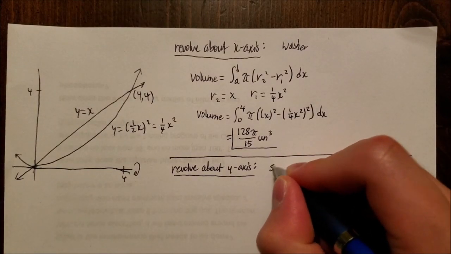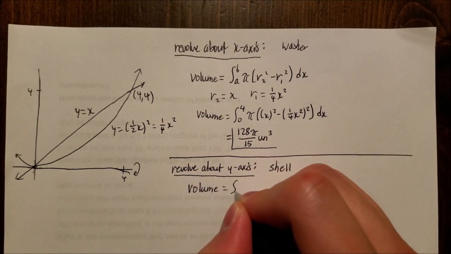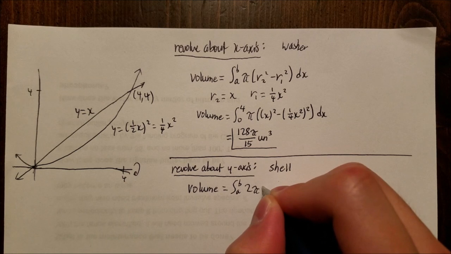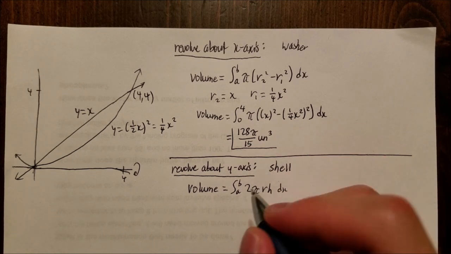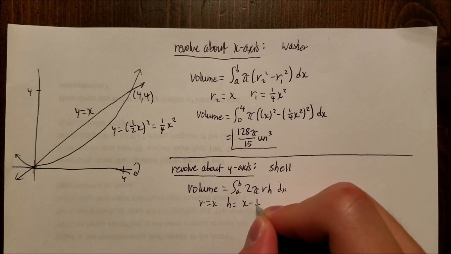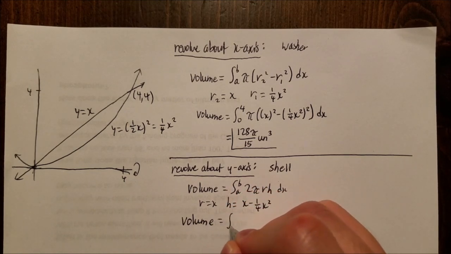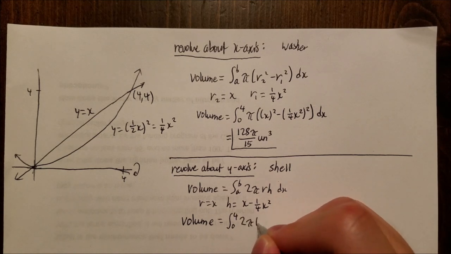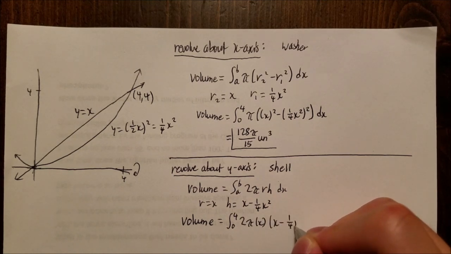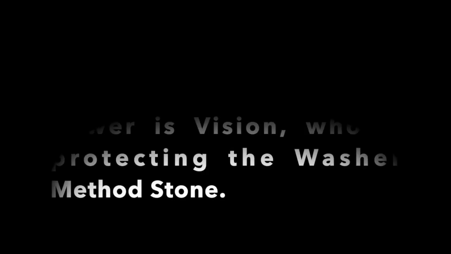If you wanted to revolve your object on the y-axis, you'd have to use the cylindrical shell method, because you want to keep your equations with respect to x. So, you must use the formula, the integral from a to b of 2 pi r h, where your r is x, and your h is x minus 1/4 x squared. When you plug all of this in, along with your limits of integration from 0 to 4, you will get an answer of 32 pi over 3 units cubed.